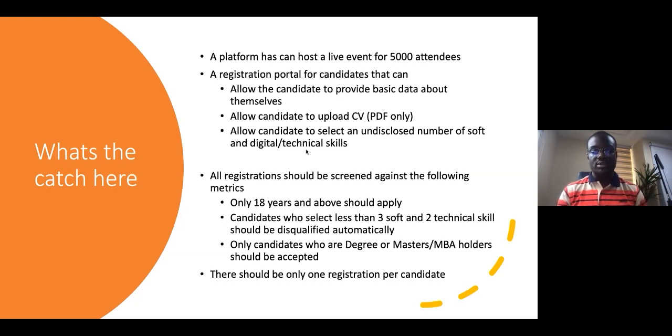They want those things. Now they want candidates to upload their CV, preferably PDF, and no more than 2 megabytes, so that they can review the application. They also want the candidate to select an undisclosed number of soft skills and technical skills. If it's disclosed, then we are actually beating the system. So they're measuring the candidates on the number of soft skills and technical skills they have. These are the things that they were looking out for from the attendees. And they came to us that they need a solution that can handle this.